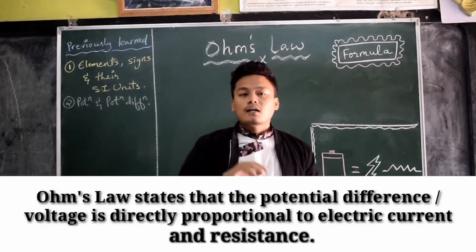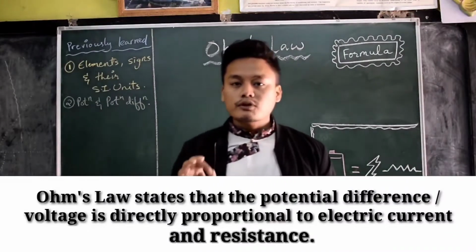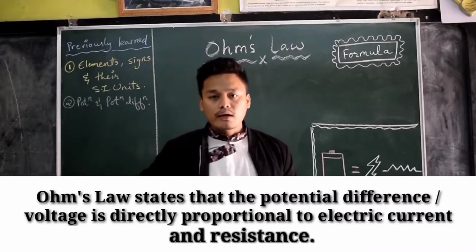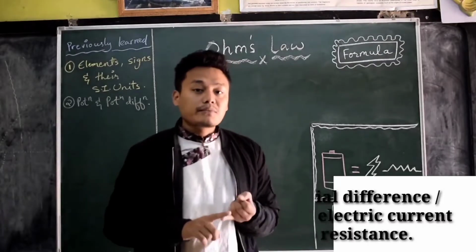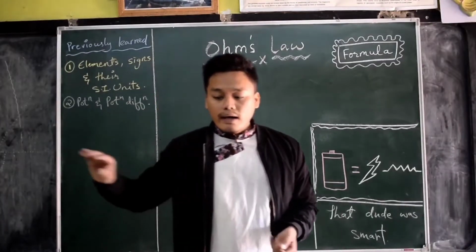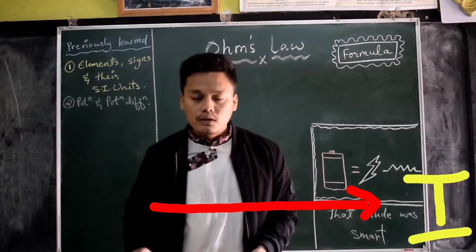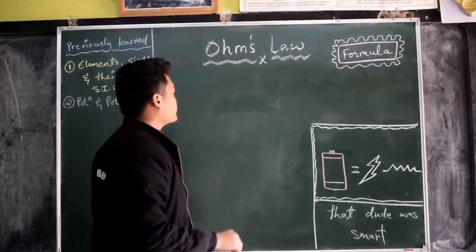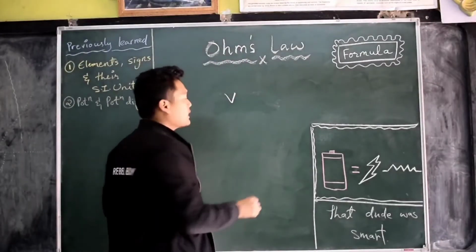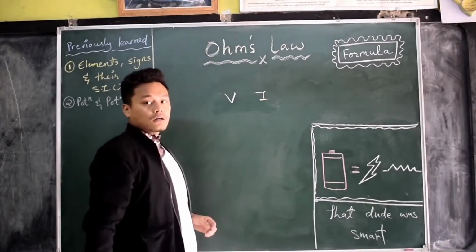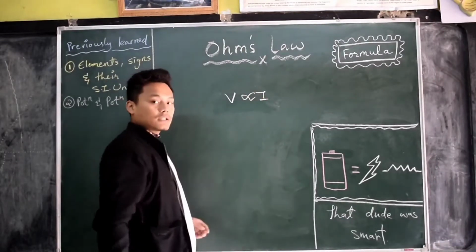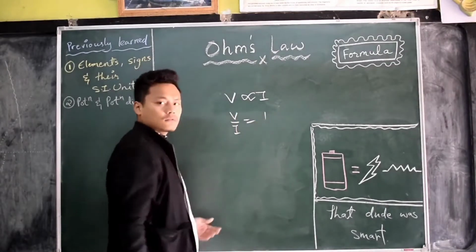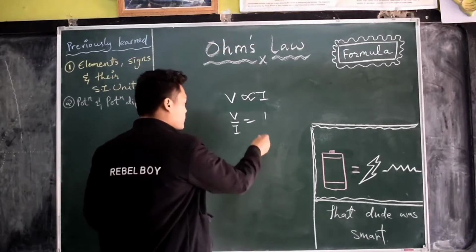It is the law which states that the potential difference is directly proportional to the current flowing through a wire, given that the temperature remains the same. Okay, so potential difference and current are directly proportional. That means V upon I equals 1, or constant.